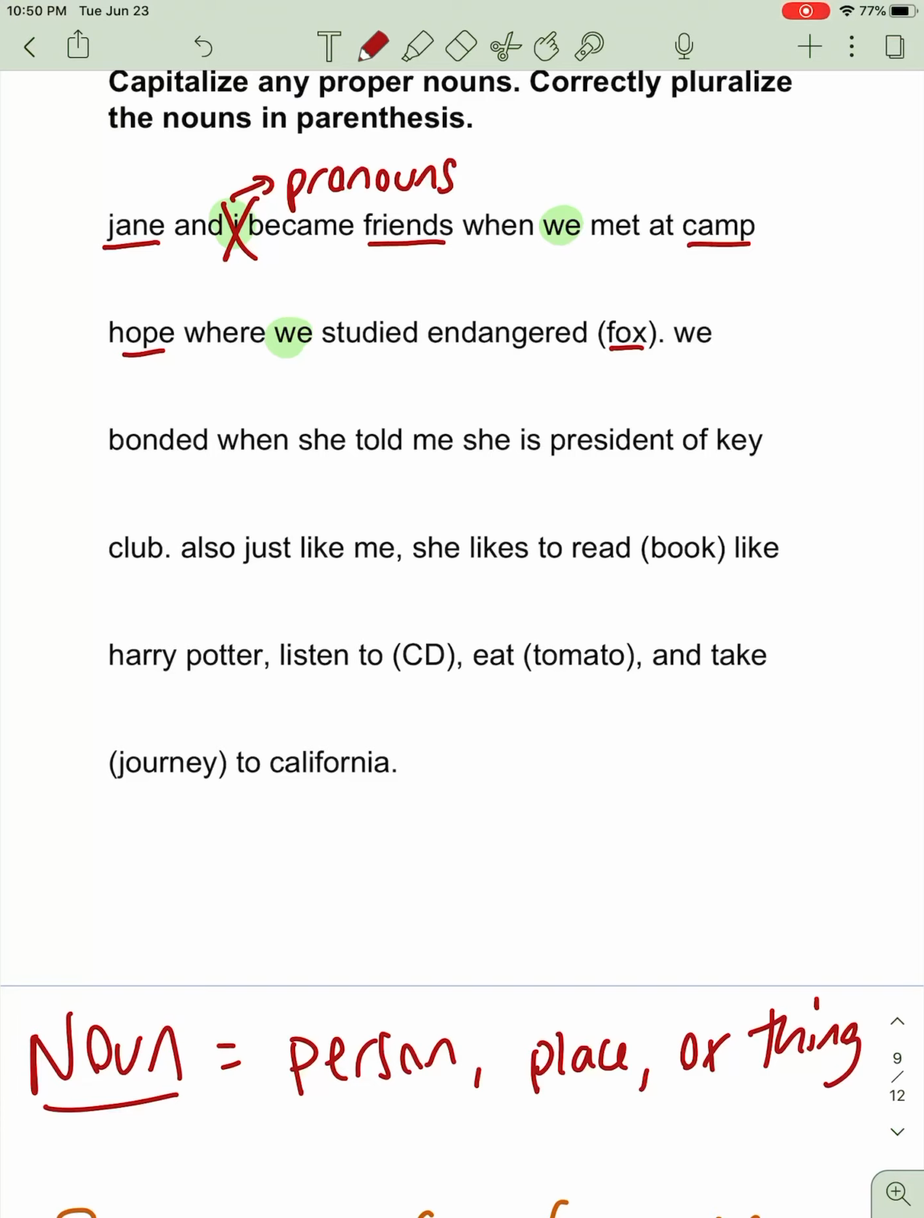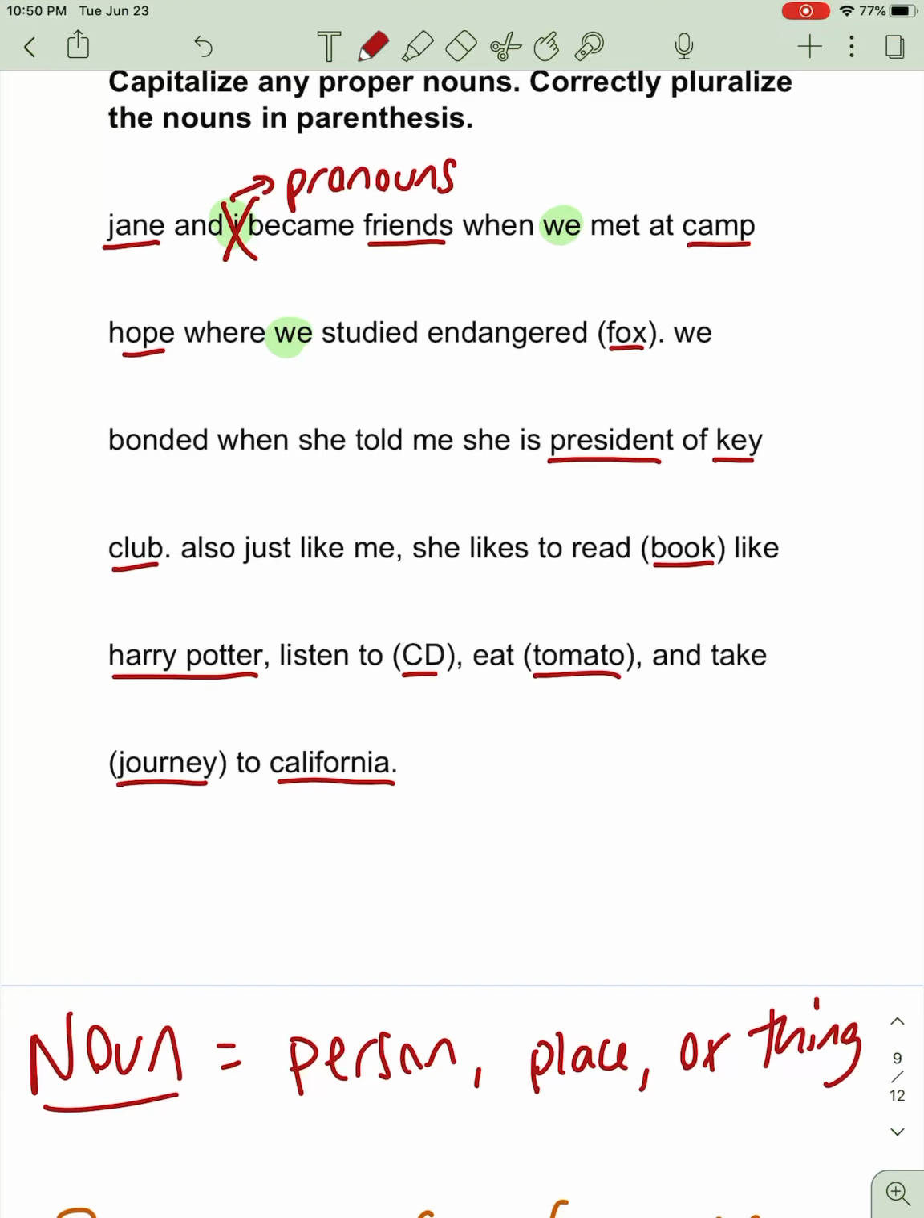All right, let's take a look at the next sentence. In the next sentence, we need to have underlined president, which is a person, and key club, which is a thing. And then in our third sentence, we have book, a thing, Harry Potter, a specific kind of book, CD, a thing, tomato, a thing, journey, a thing, and California, a place.